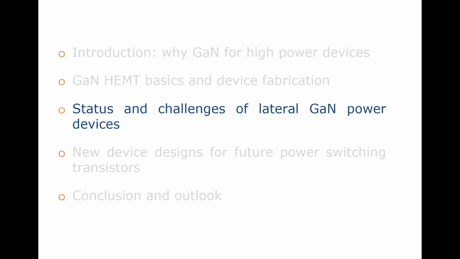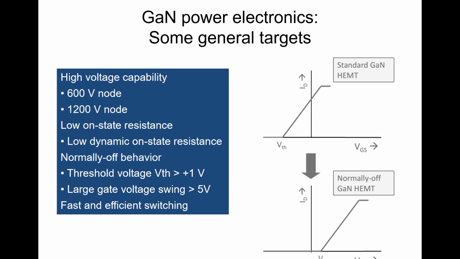Okay, so let's move to some of the challenges, most of which have been solved for lateral devices. So just some quick general targets. This work started, I think we worked on that close to 20 years ago. For power, it's probably 15 years ago, something like that. So the target was the 600 volt node, 1200 volts. So obviously this has been reached by many companies. We'll come back to that. 1200 volt is another animal, let's say.